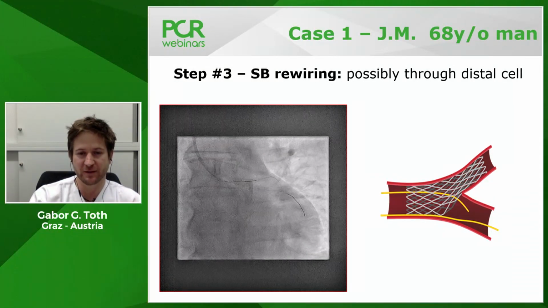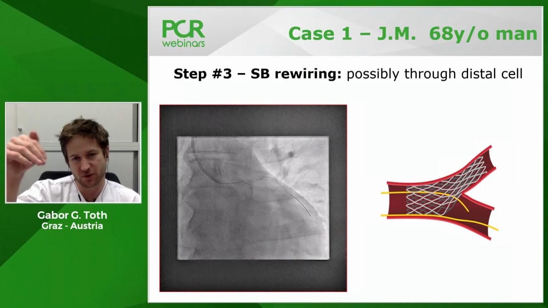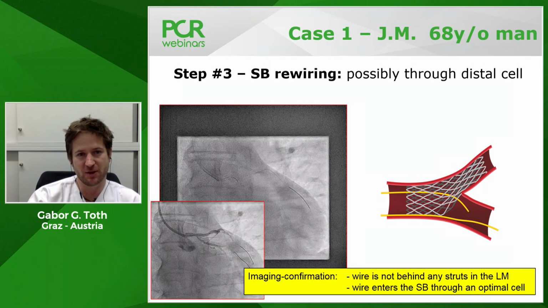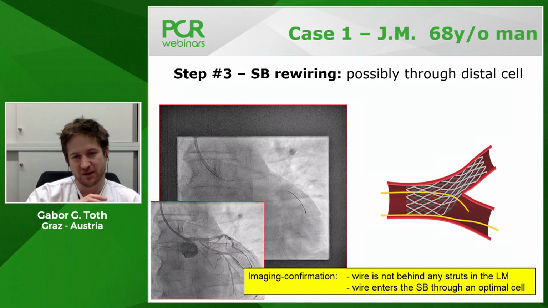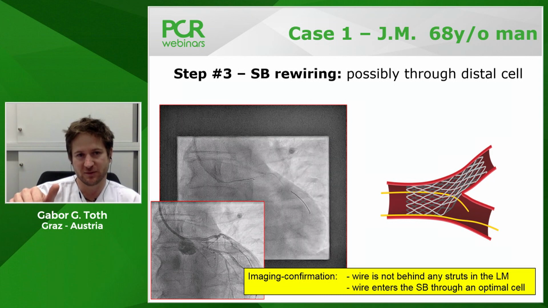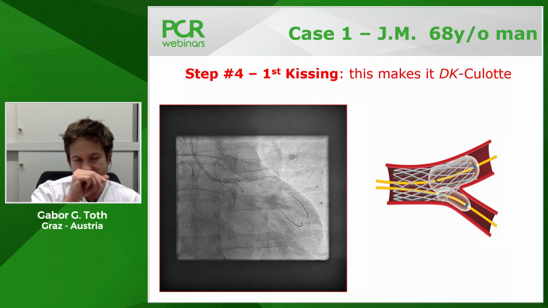Then comes the wiring. You go eventually with the loop towards the LAD or the stented segment, and on the way back you just jump into possibly the distal cell. Here, this is the proper moment of imaging to understand that you are throughout inside the stent and not behind any struts, and you cross through a proper cell towards the side branch. So once it's confirmed, here we did kissing dilation.